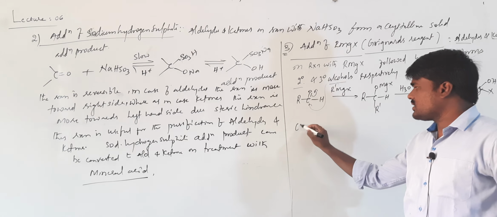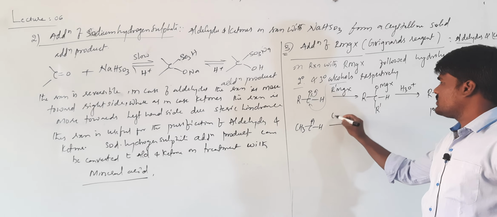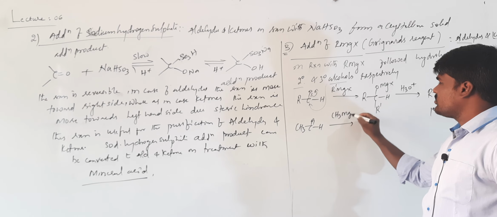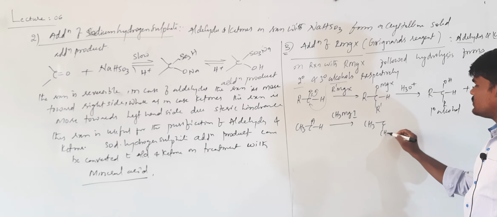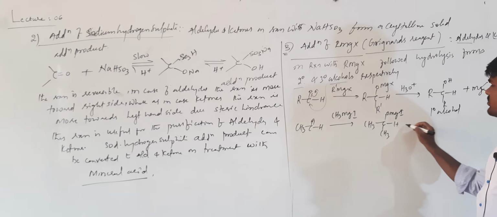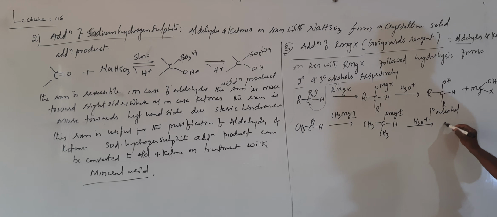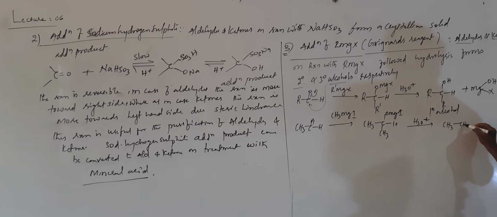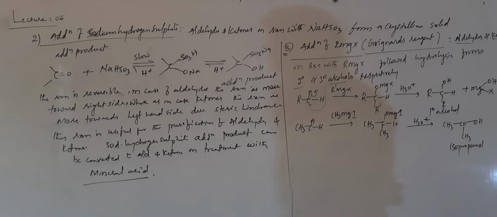For example, if you take acetaldehyde on reaction with methyl magnesium iodide, it will form an intermediate in this manner. This intermediate on hydrolysis will be converted into a secondary alcohol, which is called isopropanol. This is what we call isopropanol.